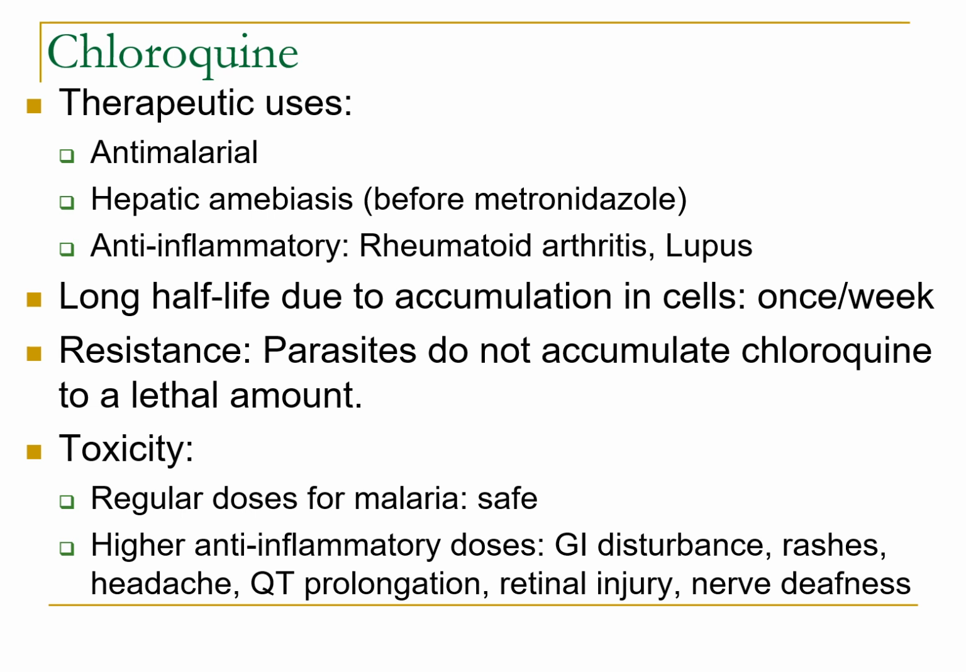And the mechanism is that the parasites do not accumulate chloroquine to a lethal amount. Toxicity at regular doses is usually safe. At higher anti-inflammatory doses, we may have GI disturbance, rashes, headache, QT prolongation, retinal injury, and nerve deafness. And when you go to the OPD in Med3 and you start seeing patients with rheumatoid arthritis or lupus taking chloroquine, you will see that they have to check their eyes at the ophthalmologist every now and then to check for retinal injury.